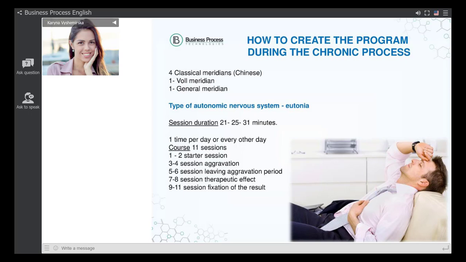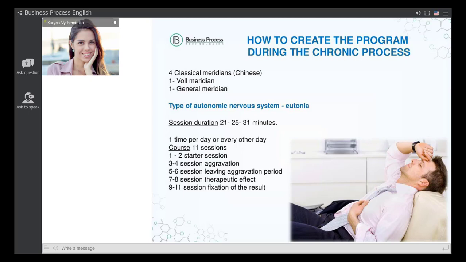As you can see, it's totally different from the strategy for acute inflammation processes. In inflammation processes, you can get rid of it very fast, in a few hours or during one day. In this case, it's a chronic process. We need to work a little bit more. In this case, 11 days.